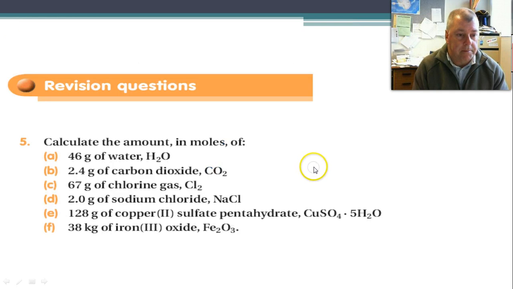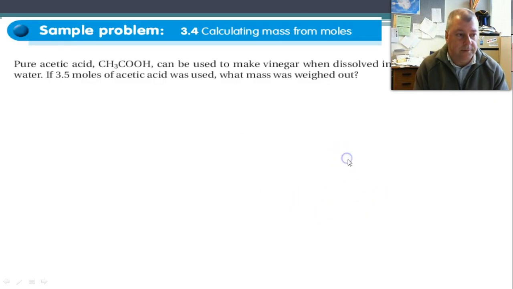So now you should be able to do these questions here, calculate the amount in moles using that formula, recognizing that in each case you've got to work out a different molar mass for each. This one here, just remember that this is the hydrated ionic compound, so you've got to include the water in the mass because that adds to the mass. And we'll be doing more questions involving these later on in the course.